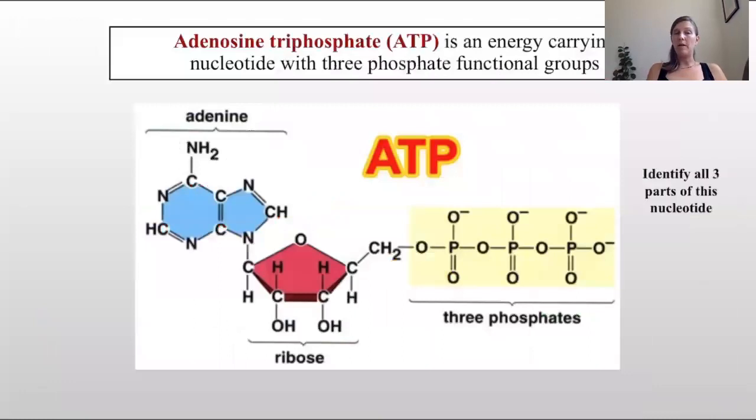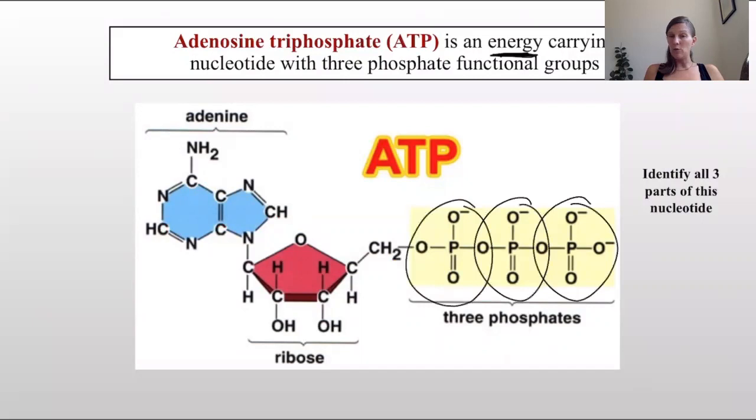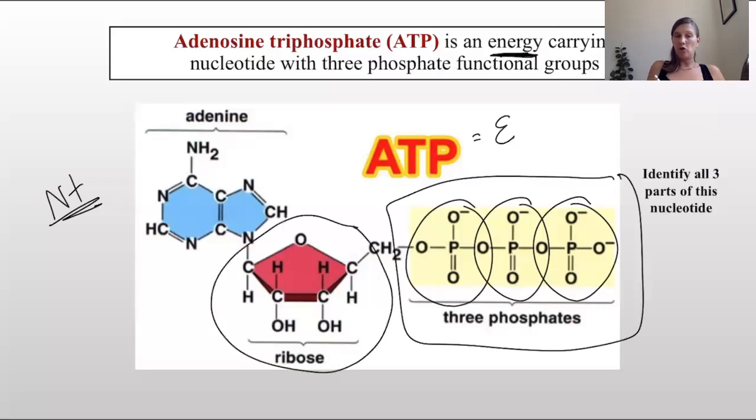Here's just an example of a nucleotide that we're going to see a lot. It's called ATP. You don't have to know the full name, adenosine triphosphate. But kind of knowing the name sometimes helps you determine what it would look like. This is an energy carrying nucleotide that has 1, 2, 3 different phosphate groups on it. We're going to talk about ATP a lot because it's really highly involved in energy. However, this is just a nucleotide, right? It has a phosphate group, it has a 5-carbon sugar, and it has a nitrogen-containing base.